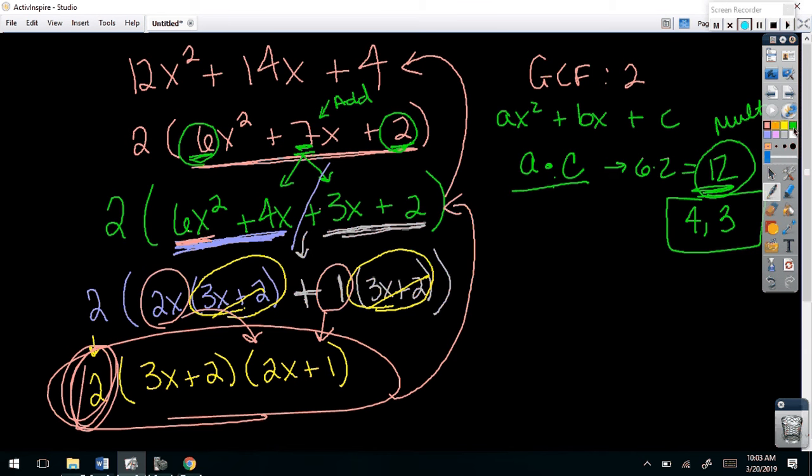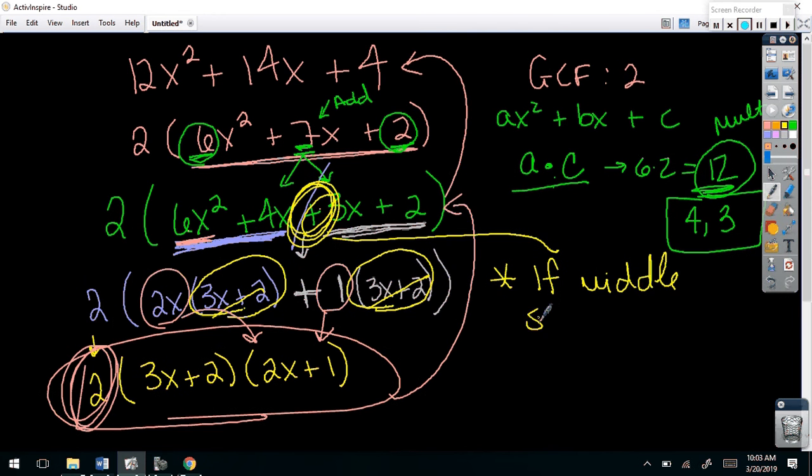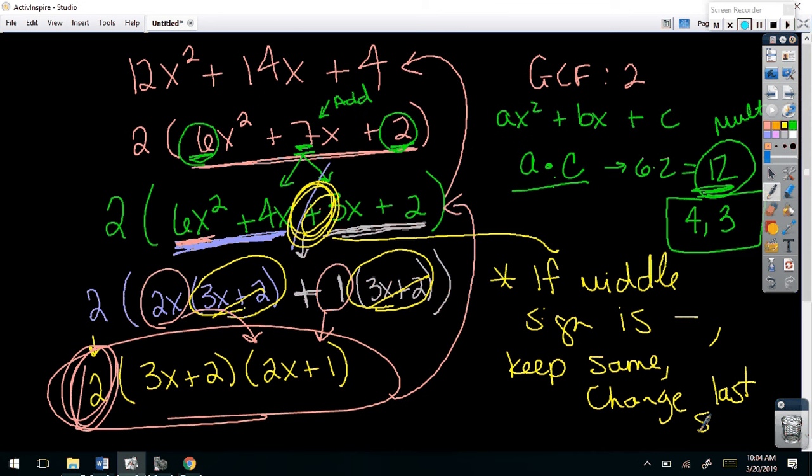In fact, let me make a note here. Make a note on your sheet, if you're using the sheet for notes, or if you're using your notes. If the middle sign is minus, then keep that sign the same and change the last sign. And that'll make sense when we do one, what that means. But I'd like you to have a note there.